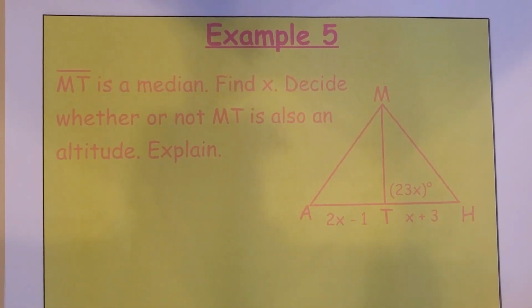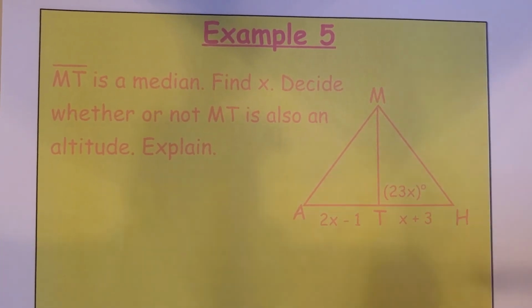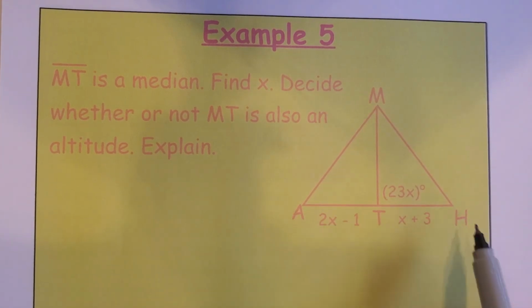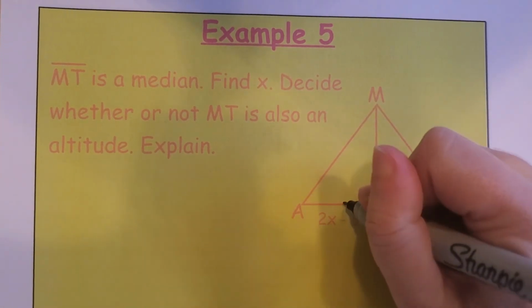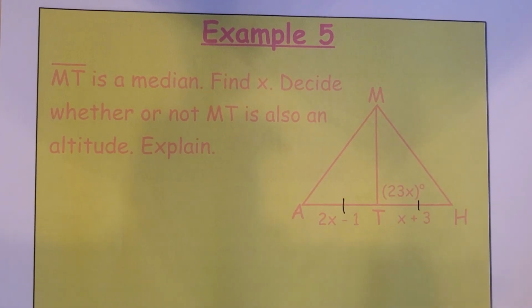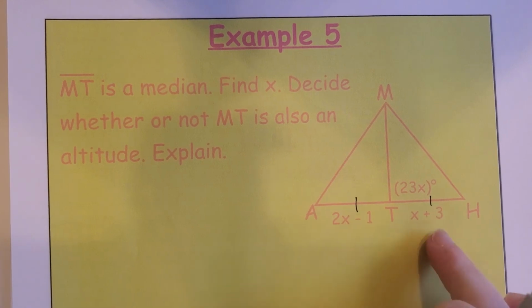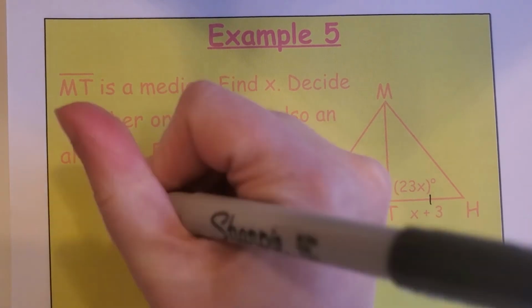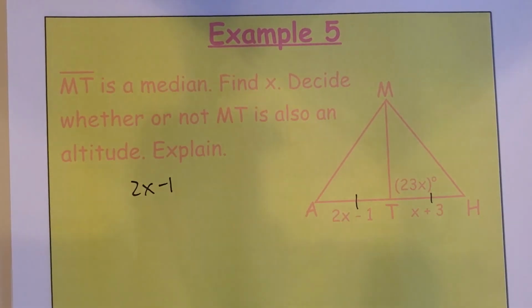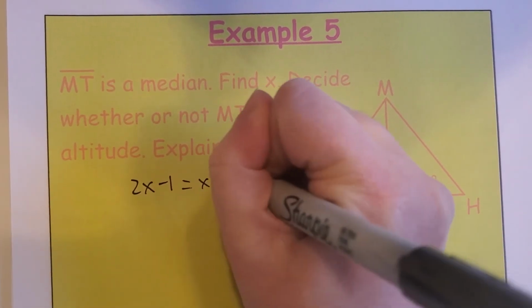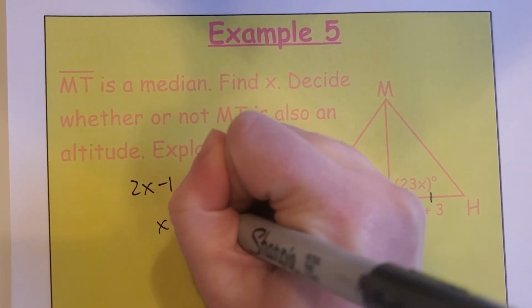All right. Segment MT is a median. Find X. All right. We will start with that. If MT is a median, that means AH is being bisected. So AT is congruent to TH, which, again, I think is one of the first problems we did today. These two expressions, you can set equal to each other. So X is 4. Cool.